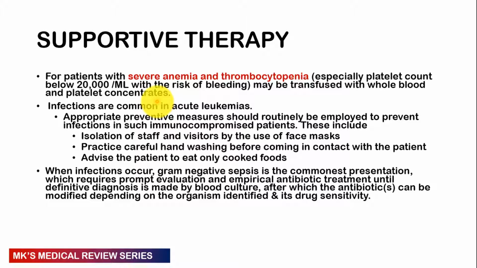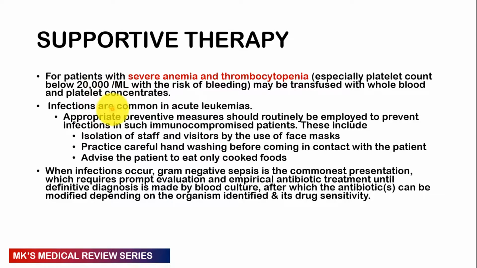We can also offer supportive therapy to this patient. So in patients that have severe anemia and thrombocytopenia, especially those that have a platelet count below 20,000 cells, they have a risk of bleeding. Then you may actually transfuse these patients with whole blood and platelet concentrates. Otherwise, you can give them packed cells, as well as fresh frozen plasma or cryoprecipitate, depending on whatever you have.